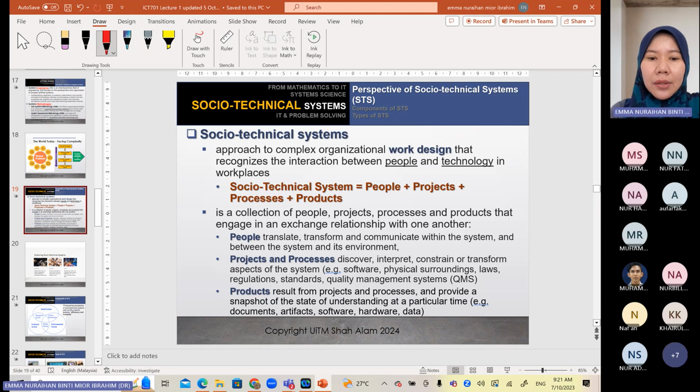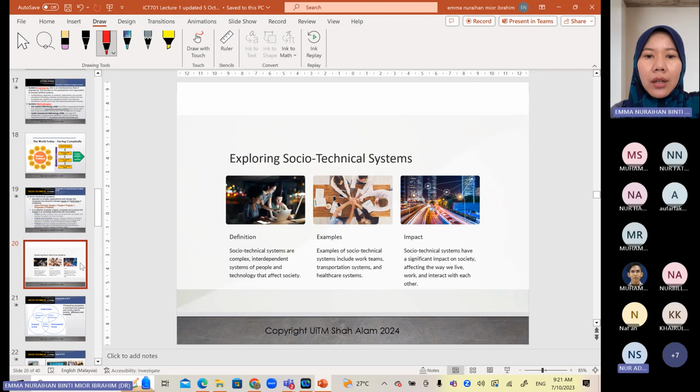All right. So we want to see what a socio-technical system is by definition. It's a complex interdependent system of people and technology that affects society. In an e-government system there are many subsystems that form it. It provides services to society. You don't need to queue to update your passport, you can just update it online. You can pay tax online, no need to go to LHDN. That is one of the socio-technical systems.